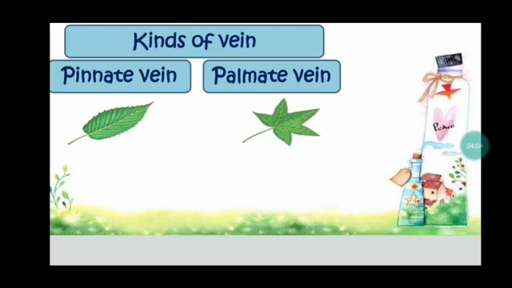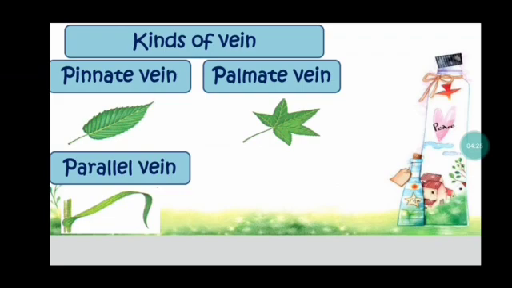And then the next, palmate vein, tulang daun menjari. You can see the picture. For example, the papaya leaf and also the cassava, they have the palmate veins or tulang daun menjari. And then the next vein is parallel veins, tulang daun sejajar. Of course, I know that it is so easy to find the example of parallel vein. There are paddy and then corn and then wheat.